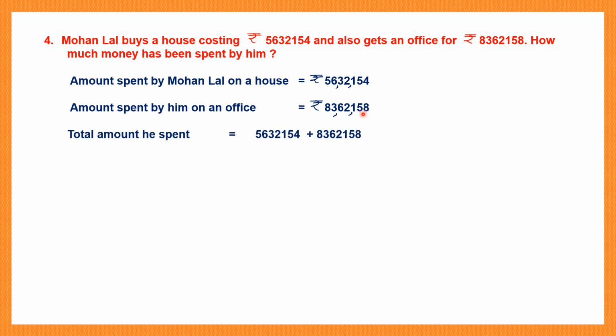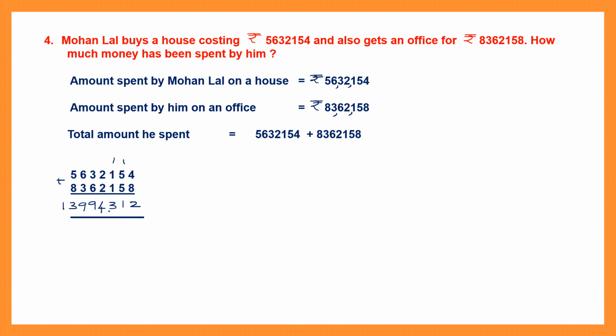Now, the total amount that he spent, we need to add up both. So let's add up. We have our first number, our second number. Let's add up both and see. 4 plus 8 is 12. Carry 1. 5 plus 5 is 10 plus 1 is 11. Carry 1. 2 plus 2 is 4. 3 plus 6 is 9. 6 plus 3 is 9. 5 plus 8 is 13.